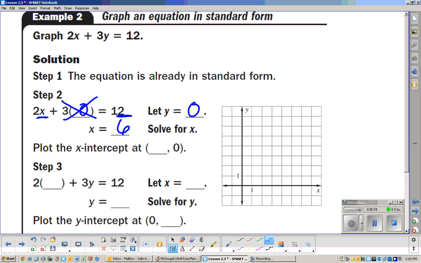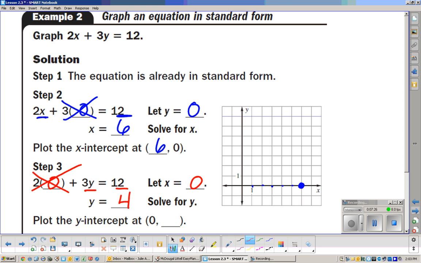So if x equals 6, we go to the x-axis, and we go over 1, 2, 3, 4, 5, 6, and that's the x-intercept. So if x equals 6, you put it on the x-axis. All right, so 6, 0 was the point we just plotted. Now repeat that same thing, but this time let's let the x be 0. So this whole term falls out. And now we solve for y. Well, if 3y equals 12, y equals 4.